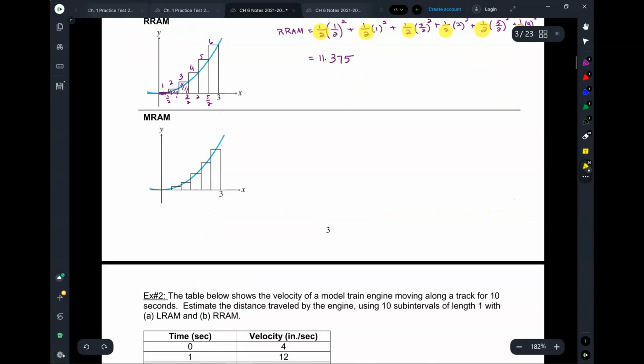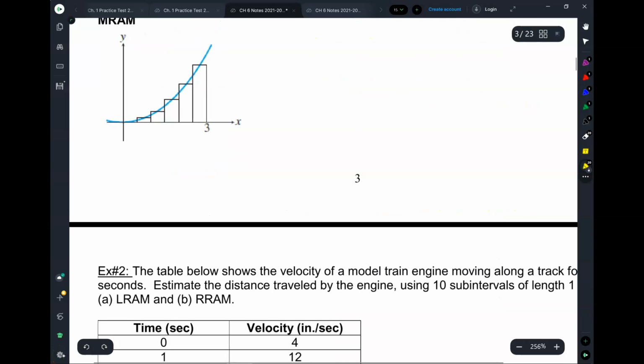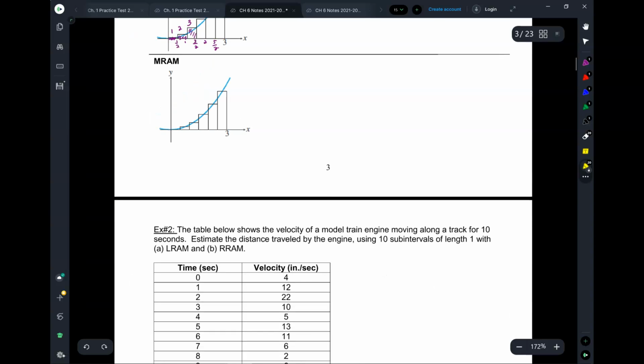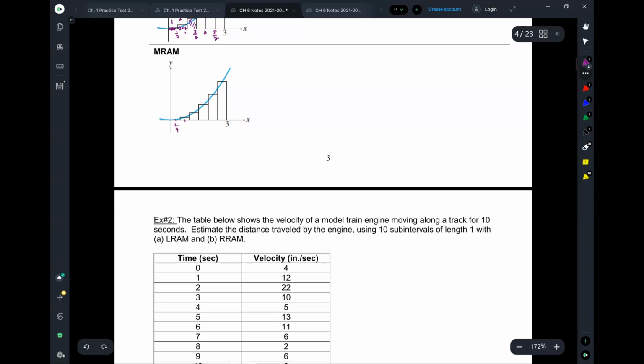With the Mram, what we have to do is calculate the midpoints of each of them. So this is a quarter. Okay, and then the midpoint here is 3/4, 5/4, 7/4, 9/4, and 11/4. Okay? So with the midpoint, you cap it off. So you go up at the midpoint and you cap it off that way.